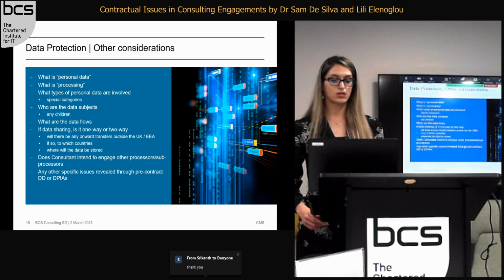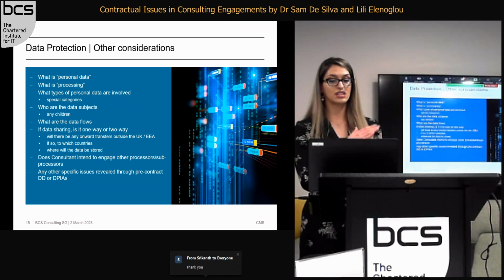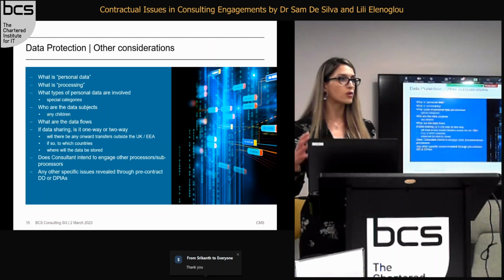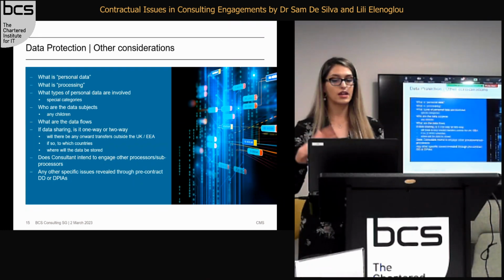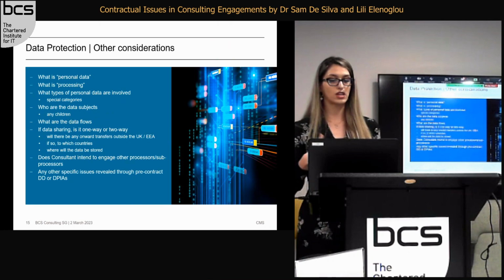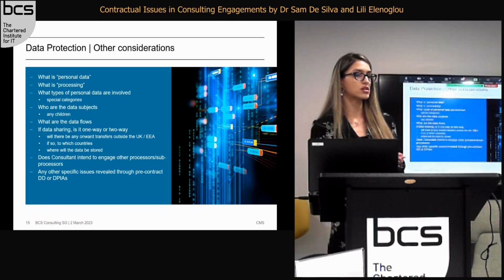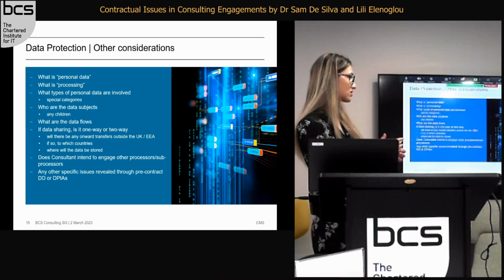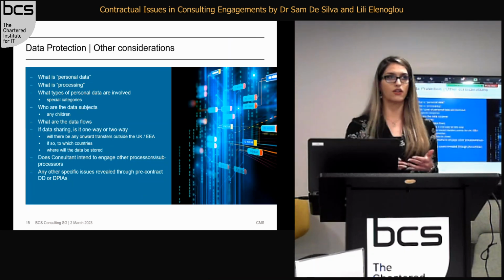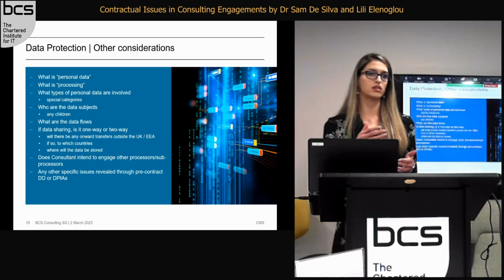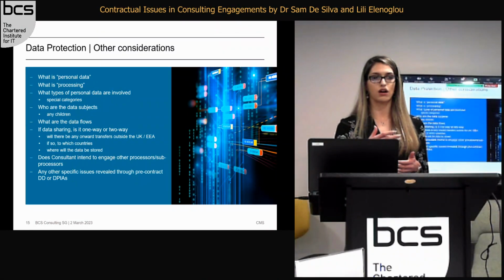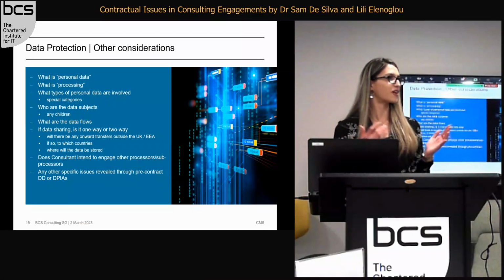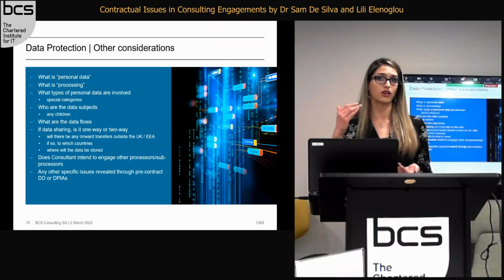And then, of course, we need to think about whether the consultant intends to engage other processors, other sub-processors, other people that are engaged in processing personal data, because then we need to have obligations flowing down to them too. Other things to consider are issues revealed through pre-contract due diligence or a DPIA, a data protection impact assessment, that the controller has to carry out before the processing. This is for cases of high-risk processing, for example, as we said before, children's data, health data of children. That will be very high-risk processing, as you can imagine. So then we might need higher controls.